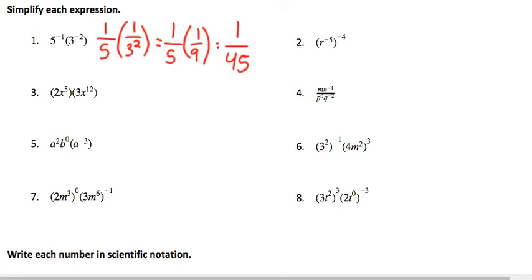For number 2, I'm seeing a power of a power. Remember, power of a power rule means we're going to multiply. Okay, so r to the negative 5 times negative 4 is just going to give me r to the 20th power.